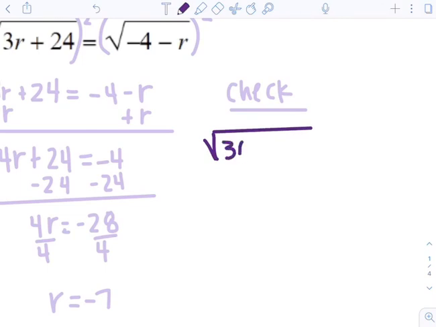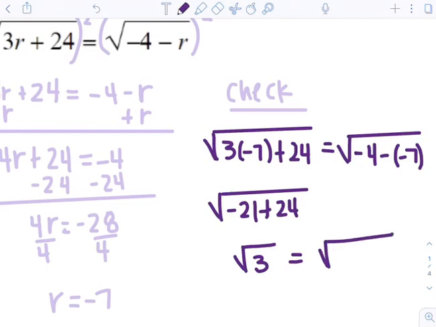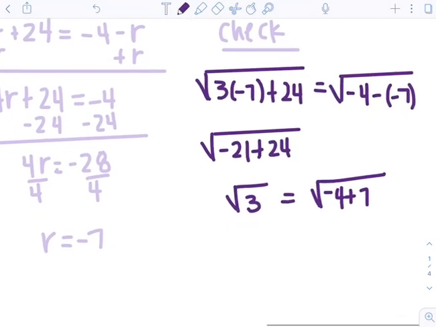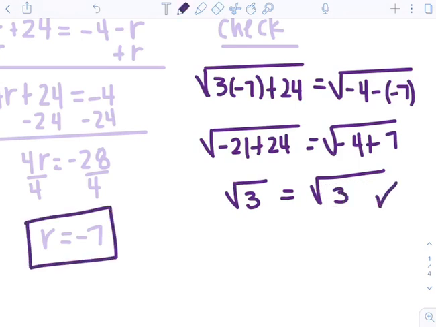Again, you don't have to do this. You can even do it mentally if you want. I know some of you are good at doing this in your head, so I'm totally okay with that. Minus negative 7. So let's just make sure both sides equal the same thing. Negative 21 plus 24, square root of 3 equals negative 4 plus 7. Sorry, I should have done that up here. And then when we combine those, we get the square root of 3. Both sides equal the same thing. So my final answer is r equals negative 7.